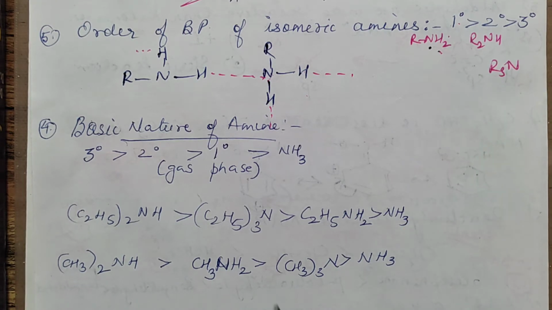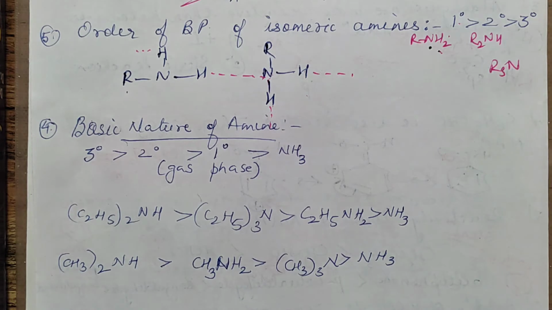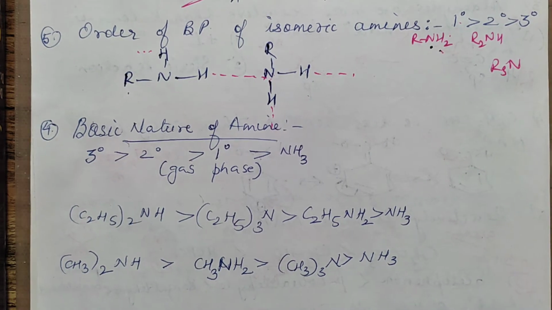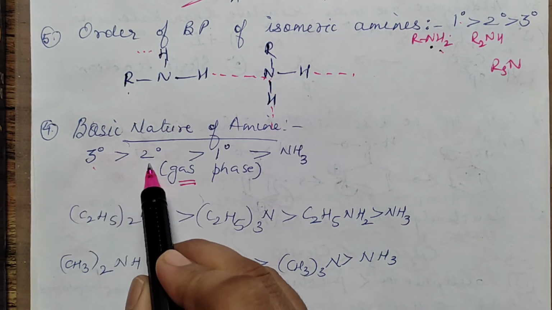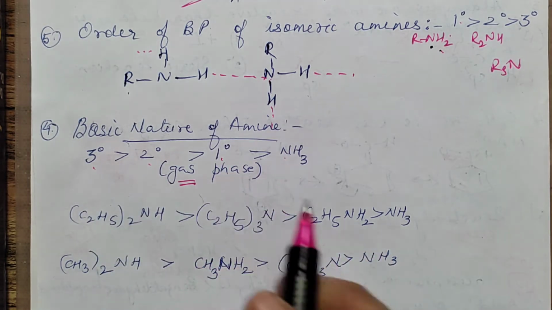So you can be given particularly with respect to some alkyl group also. Okay, now this is also very, very important, though I have covered it separately in amines, but I'm just covering it once again so that all questions are there with you together. Basic nature. Basic nature, if they are asking you in the gaseous phase, 3 degrees maximum, then 2 degree, then 1 degree, and ammonia is least.